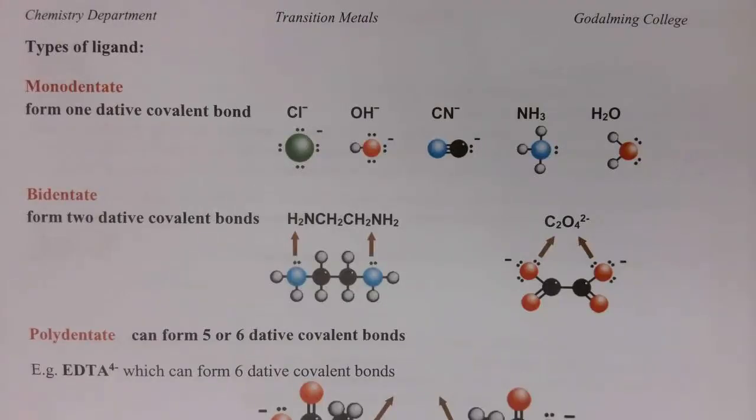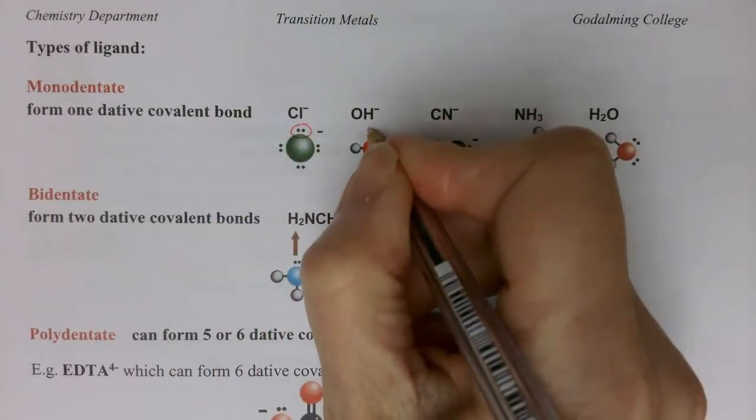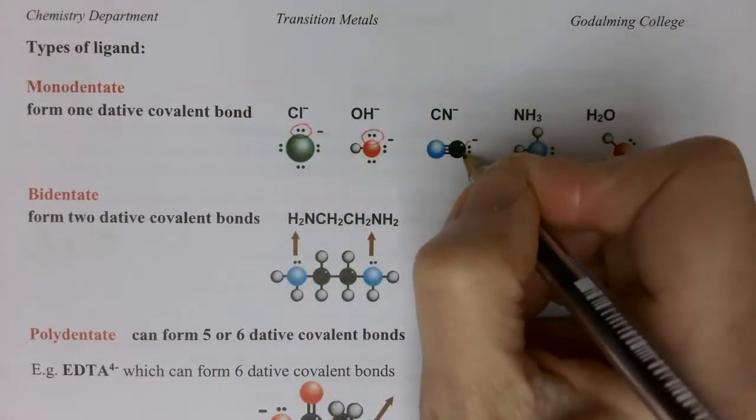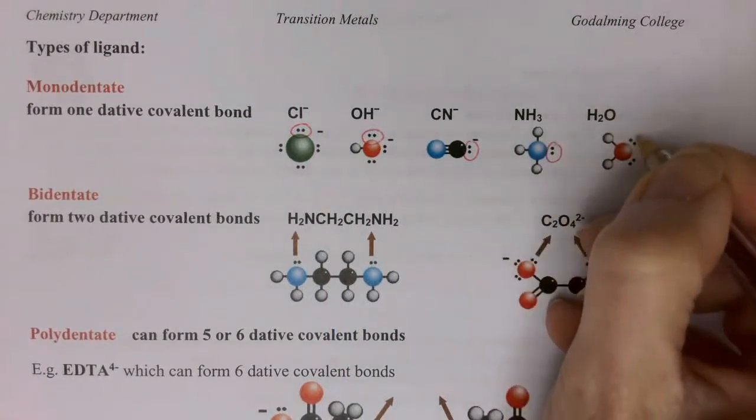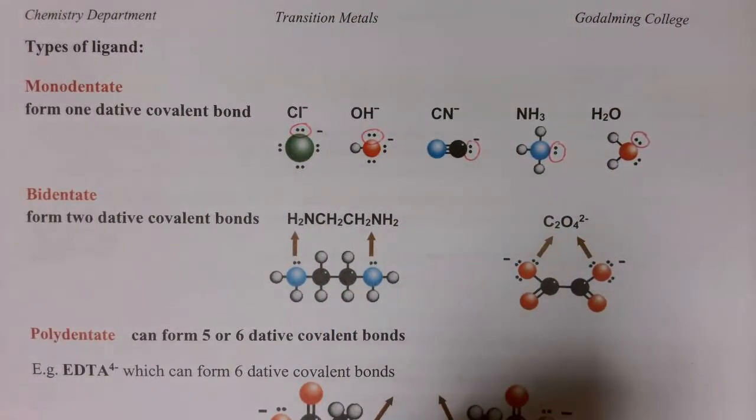So you need to be aware of the different types of ligands, and the 3 you need to be aware of are monodentate, bidentate and polydentate. So monodentate forms 1 dative covalent bond. They're only going to be able to use 1 of their lone pairs. Now quite often things have more than 1 lone pair. So for example, water here has 2, but it can only use 1 of those.